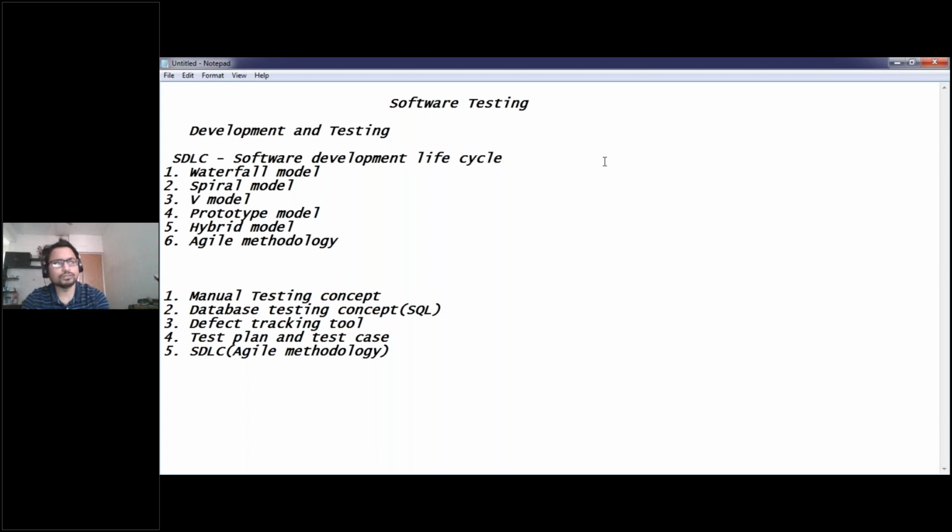And there are lots of advantages in the agile methodology, which you will get to know when you start learning agile. Okay, thank you.